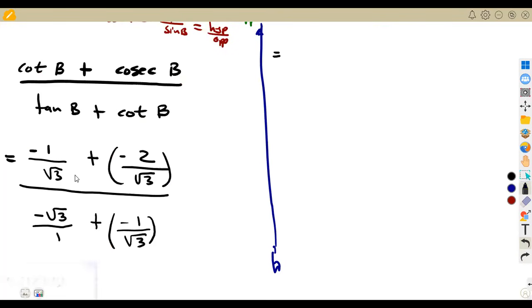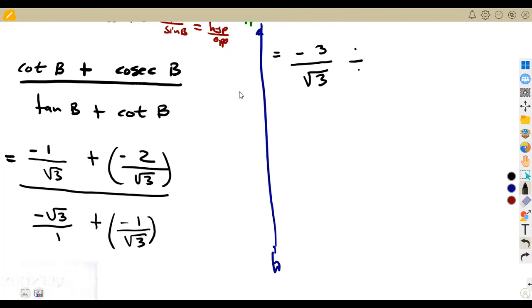Remember what I said, if the denominators are the same, just add or combine the numerators as they are. So it's going to be minus 1 plus minus 2, which is minus 3. So we're going to have minus 3 over the square root of 3, divided by 2. That's why I'm saying we have to separate, so that we see our numerator and our denominator separately. On the numerator, this is what we got.